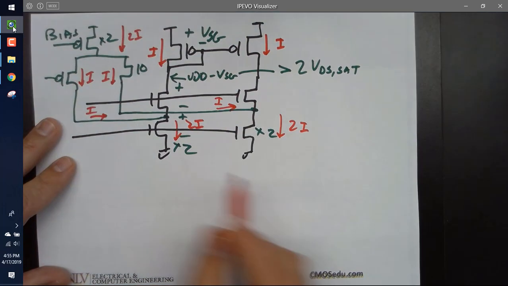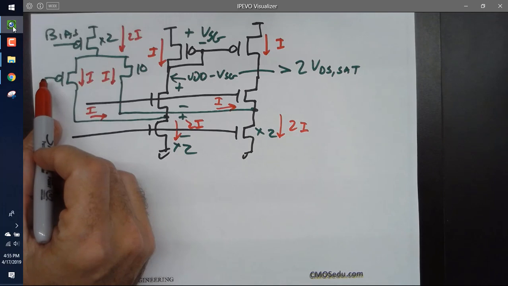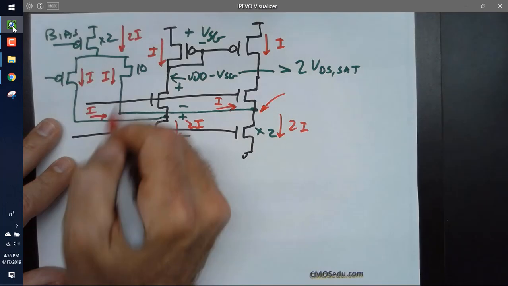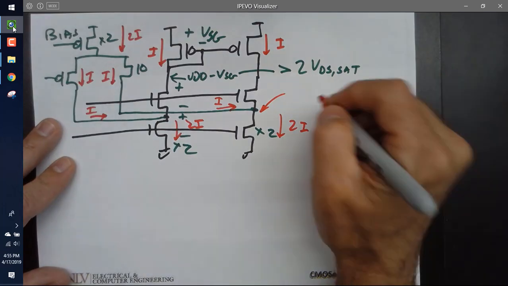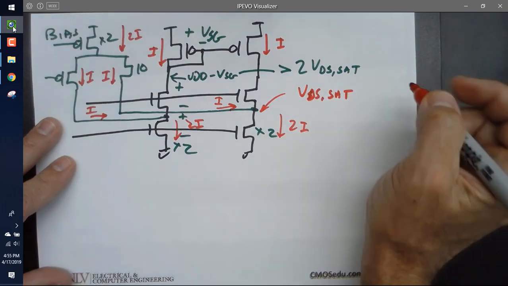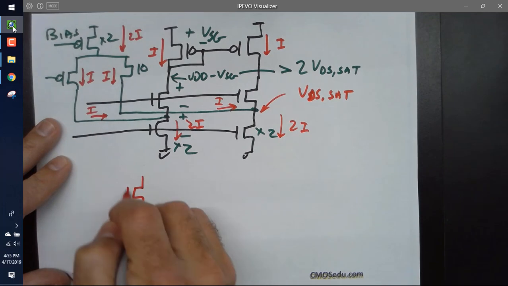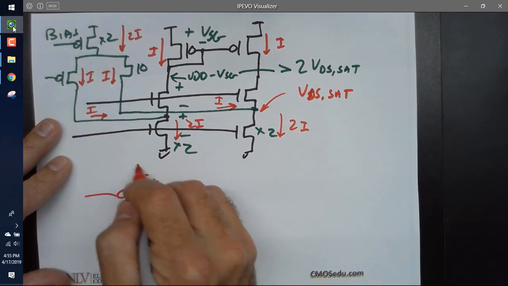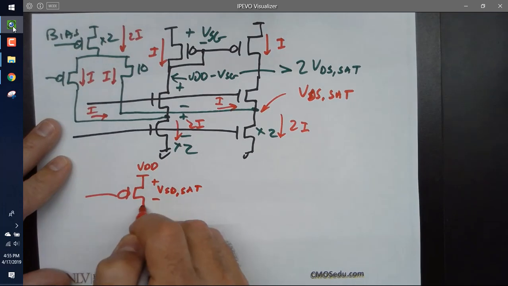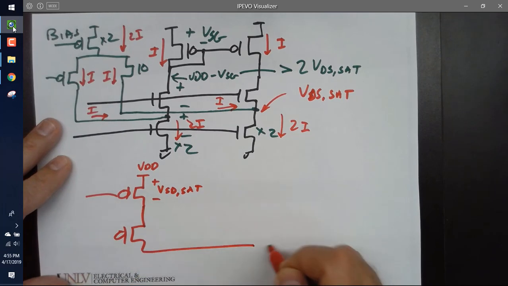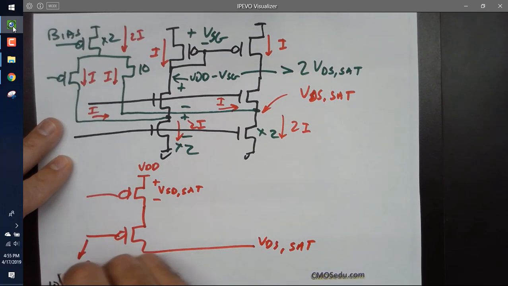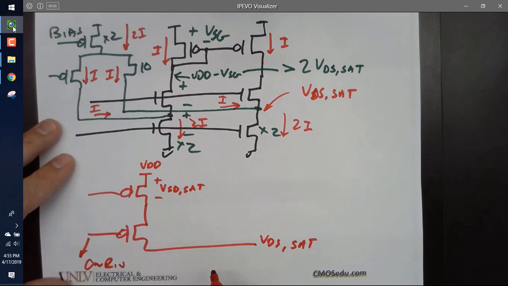Now, if I ask, what is the minimum input voltage with this topology? I'm going to calculate it for you. What is this voltage right here with the wide swing bias? VDS sat. Everybody agree with that? So I'm just going to look at one side. Here's VDD. I need a VSD sat here. And I've got my transistor going over, and then I've got VDS sat here. And then I'm going down in my common mode range min on the input.